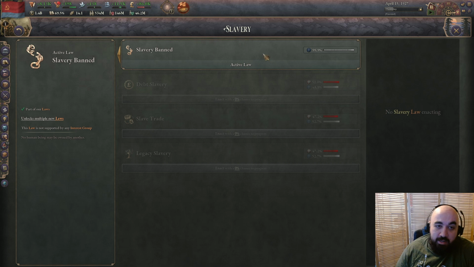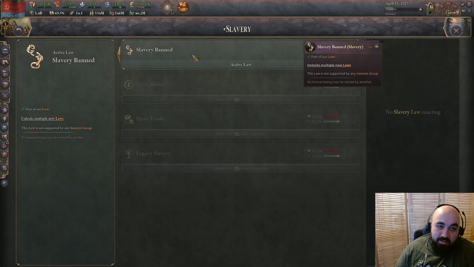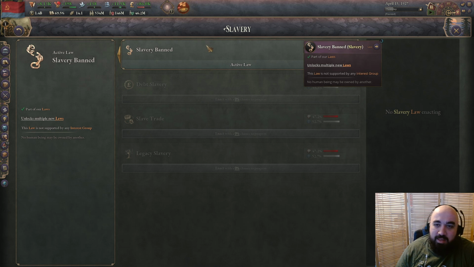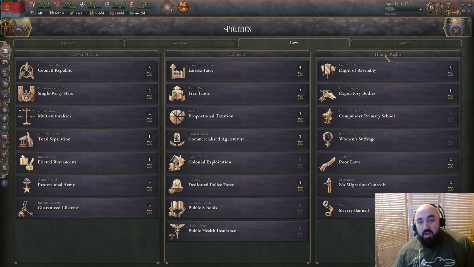And finally, I think slavery banned is better, because slaves are just generally not very useful, and you can't tax them, etc., and it will increase SOL, and it prevents the landowners from being empowered. Also, I think that this is going to be required. It unlocks multiple new laws. It's going to be required for multiculturalism, which is very much meta, and so you're going to need to do it eventually if you want to go onto multiculturalism. So that's been the human rights category.